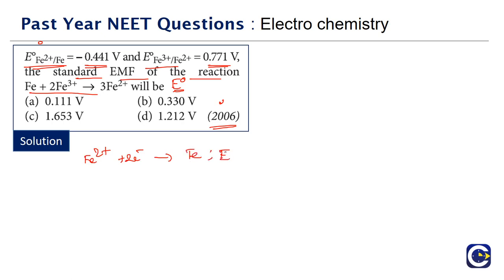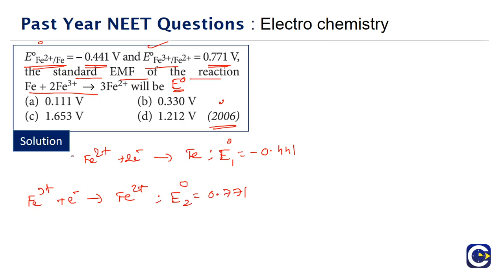For this, let us call the E0 as E01. It is -0.441. Then the second one: Fe3+ getting reduced to Fe2+. So Fe3+ + electron gives rise to Fe2+. For this, let us call it E02, and that value is 0.771. So the first one is a negative E0 value, the second one is positive.